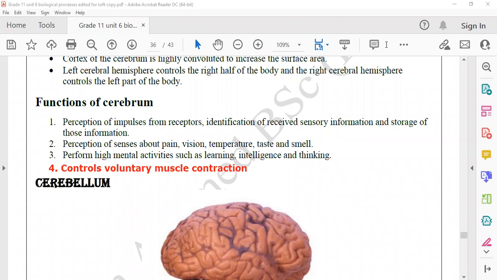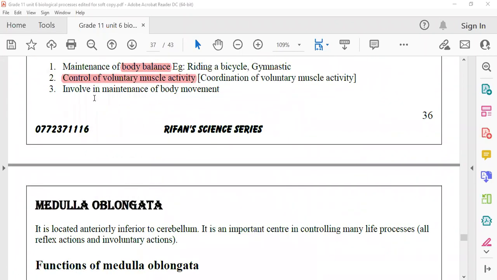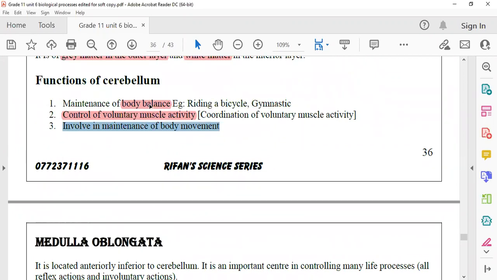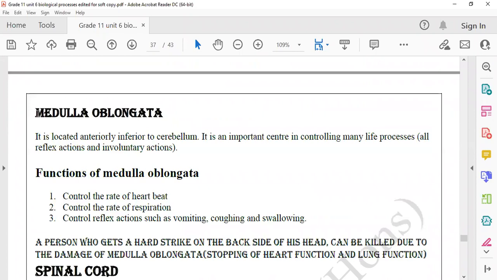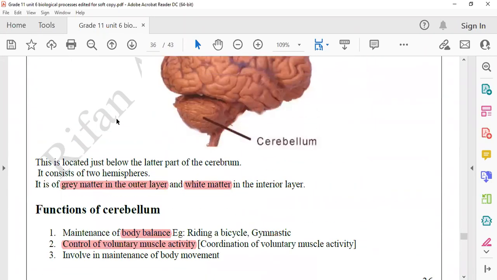So, following this, we further move in the chapter involving the maintenance of body movement. Both of them are the same, second and third. Next it is about whom? Medulla oblongata. In this picture, this small stalk-like structure is whom? Medulla oblongata. It's a small structure, about the size of your thumb in thickness. Have you marked medulla oblongata? Yes, sir. Good.